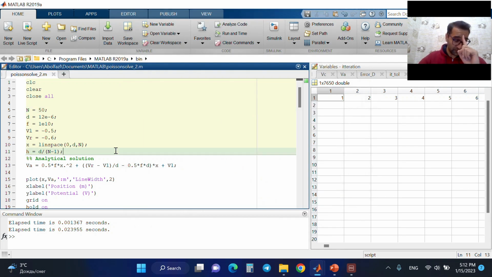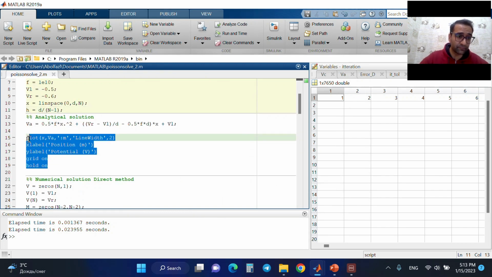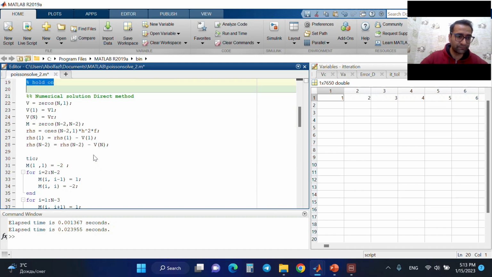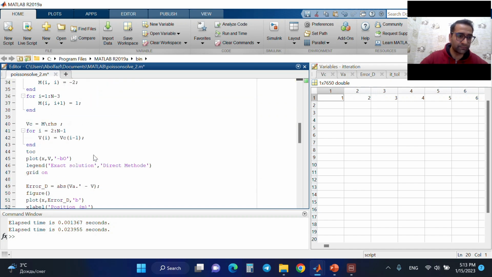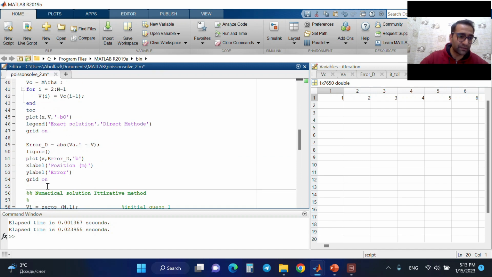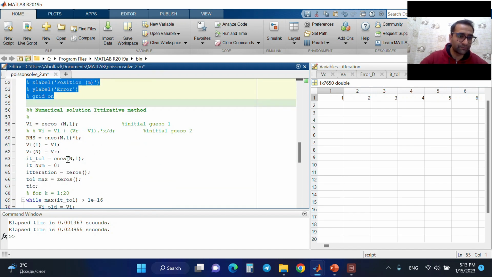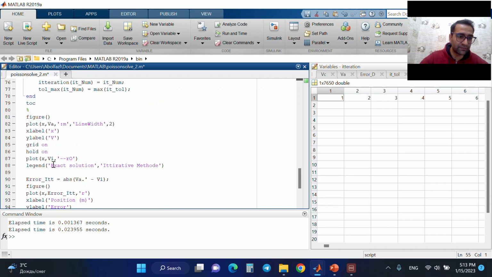I just want to show you something more. Let me disable all the figures. Control R. By Control R, we have a figure here. What else? Another figure we have here. Control R. Another figure we have here.